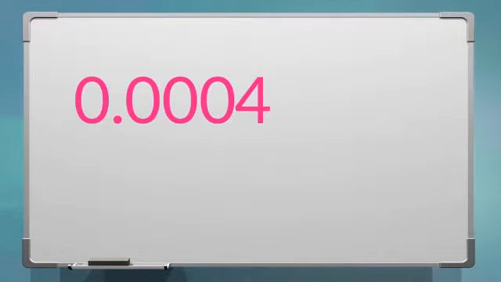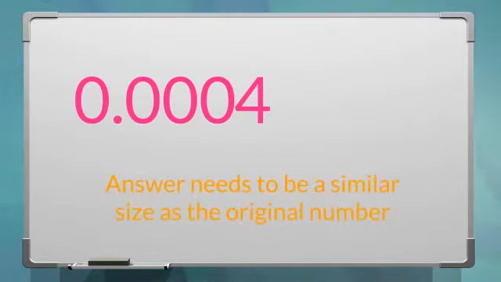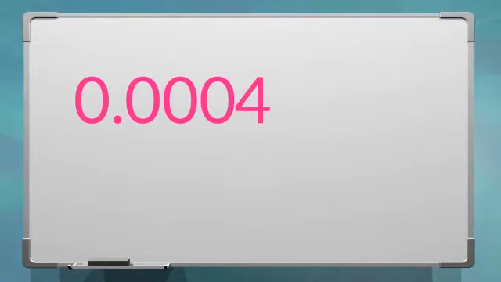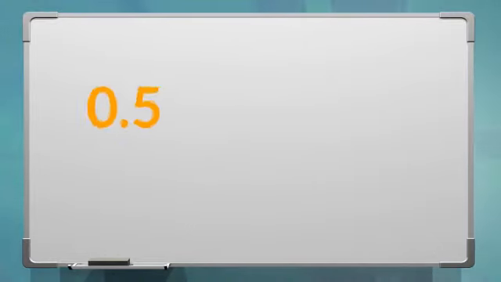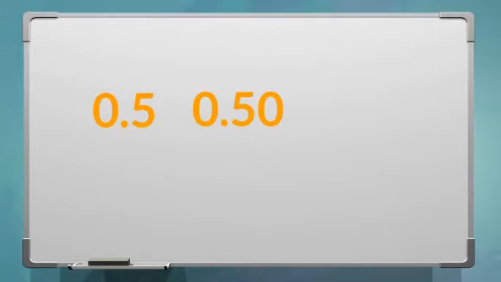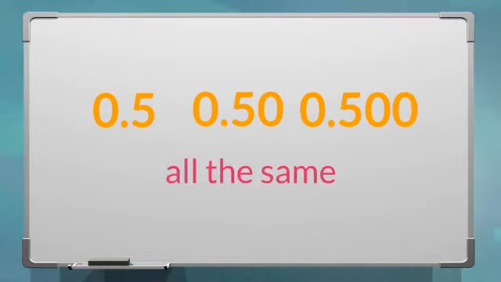As before, make sure that the final number is around the same size as the original number. 4 is much bigger than the original, so write all of the zeros back in again, giving you the answer 0.0004. We don't need to change all of the numbers after this line into zeros in this case, as it will have no effect on the final answer. Just think, 0.5 and 0.50 and 0.500 are all the same.